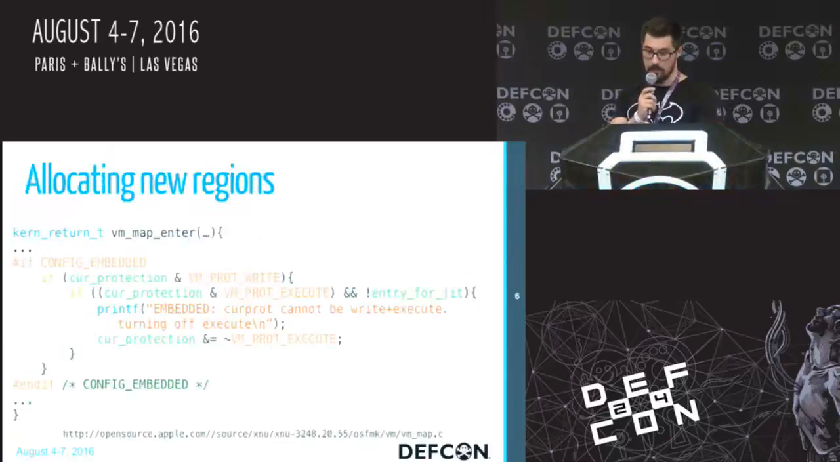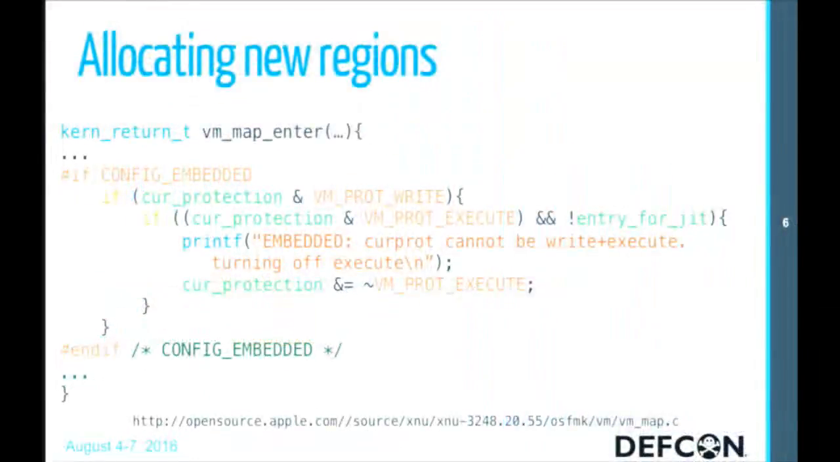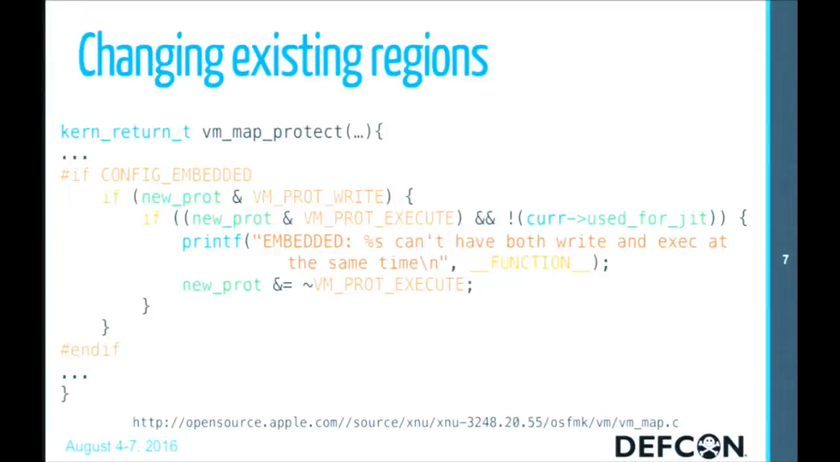So let's look at how they are implemented. Here we see vm_map_enter, which is in the XNU source code. We call it all the time when we allocate a new region in a virtual address map. So if a region wants to be writable and executable, vm_map_enter just disables the VM_PROT_EXECUTE flag. The only exclusion is for an entry marked for JIT. It's the same for changing existing regions. If a region is executable and is going to become writable, it just disables the executable bit. Again, there is a special case when the JIT flag is set.